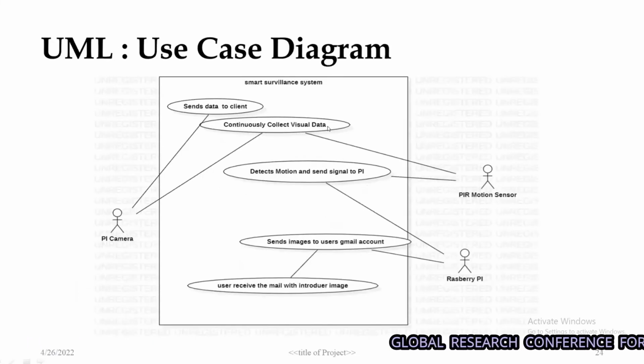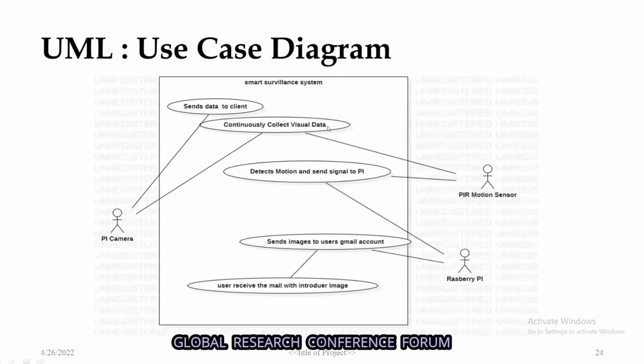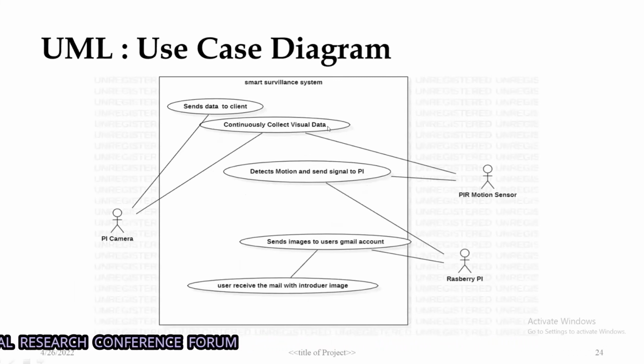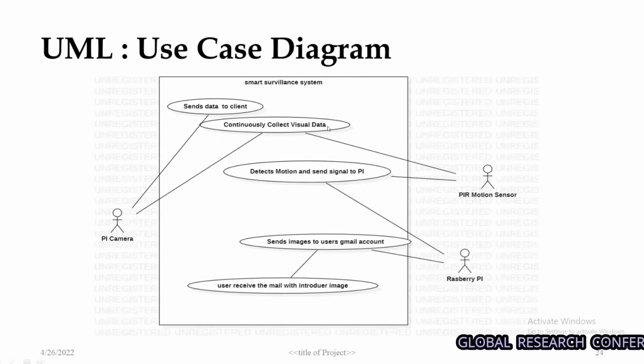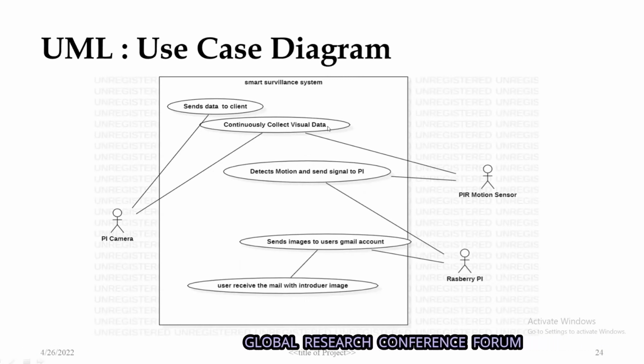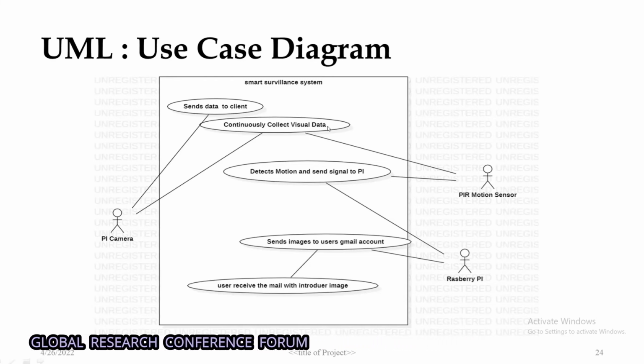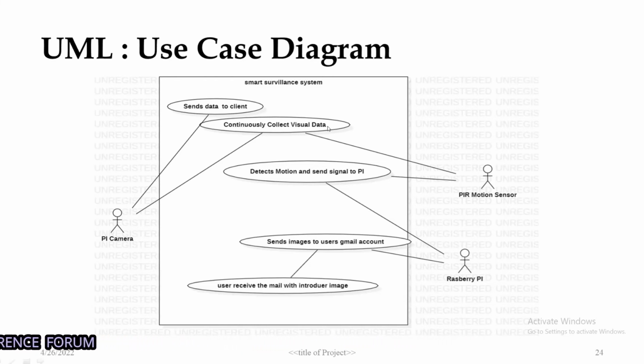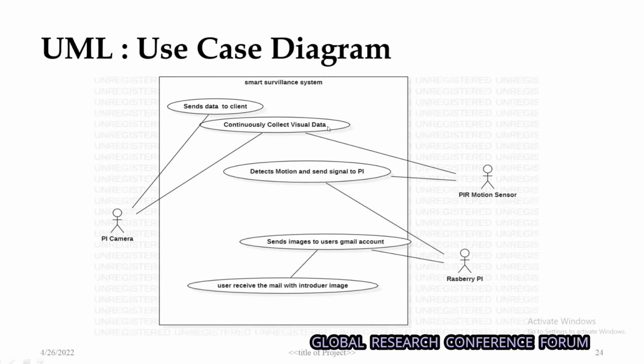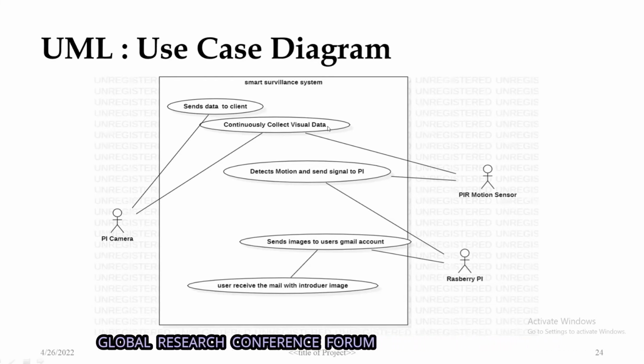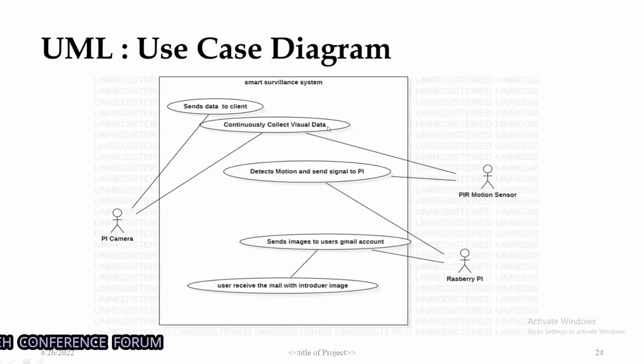In this diagram, we have the Pi camera, which senses data to the client and continuously collects the visual data. This is also stored. The Pi motion sensor detects the motions and sends signals to the Pi. The Raspberry Pi senses images and sends those images to the Gmail user, and Gmail receives the image.